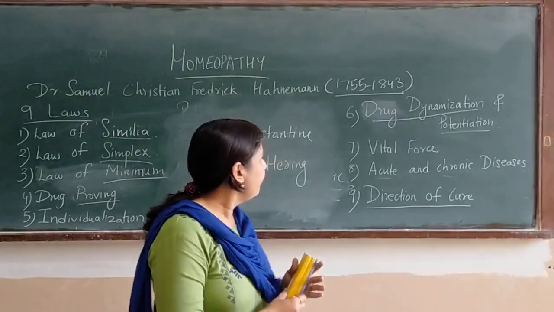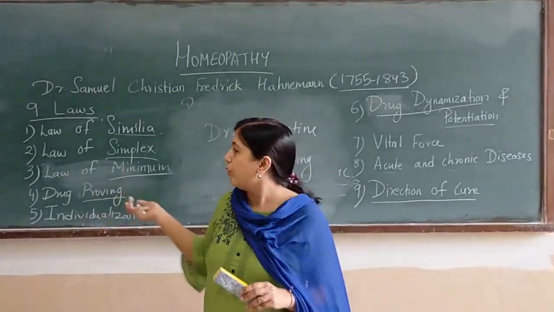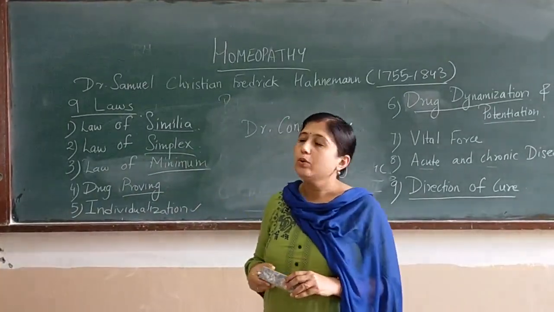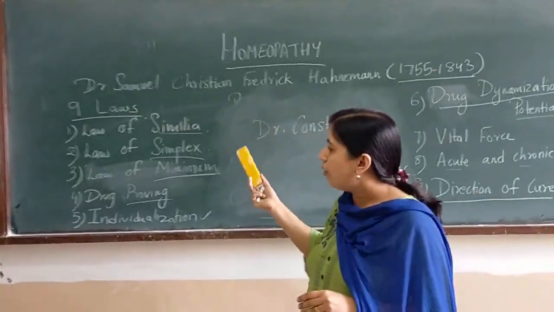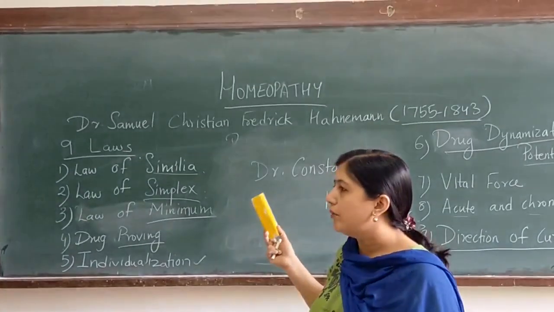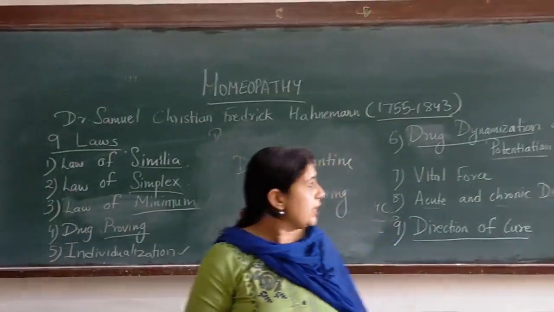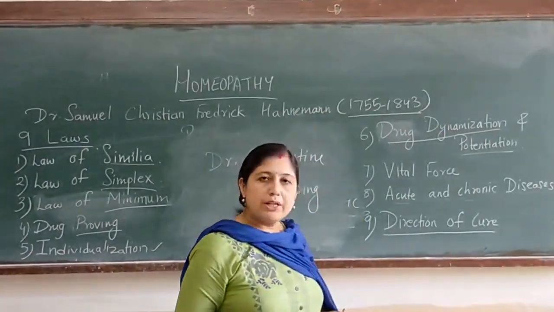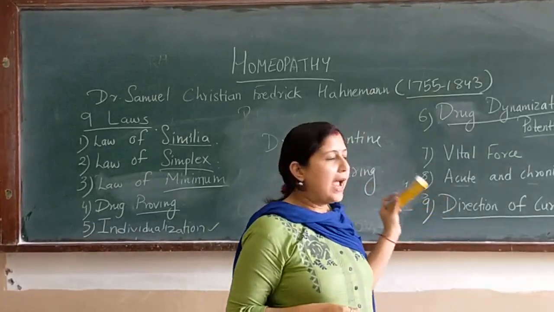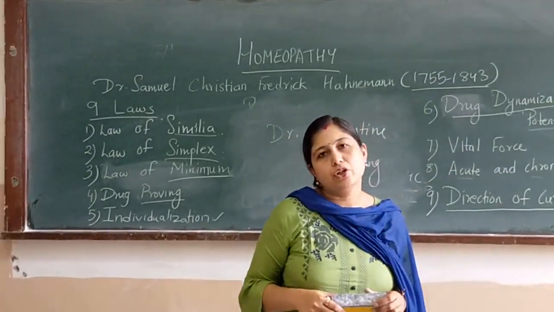So these are the different laws of homeopathy we saw, from 1 to 9. One is law of similia, law of simplex, law of minimum, drug proving, individualization, drug dynamization, potentiation, vital force, acute and chronic diseases, and direction of cure.